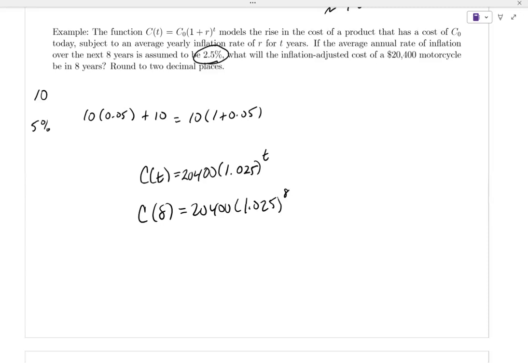And what do you get when you plug in 8 for T there? 24,855, 40 cents, 42 cents. Okay. I got almost all the things you said.